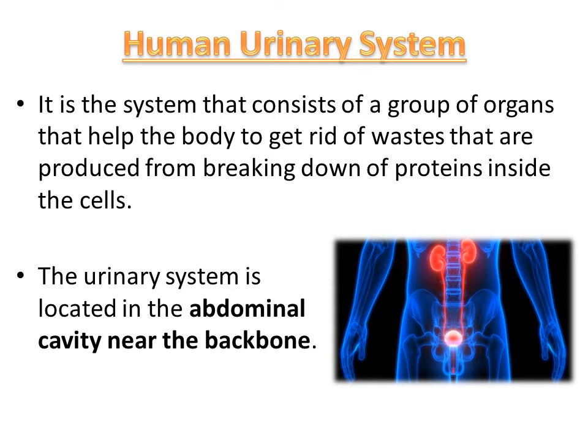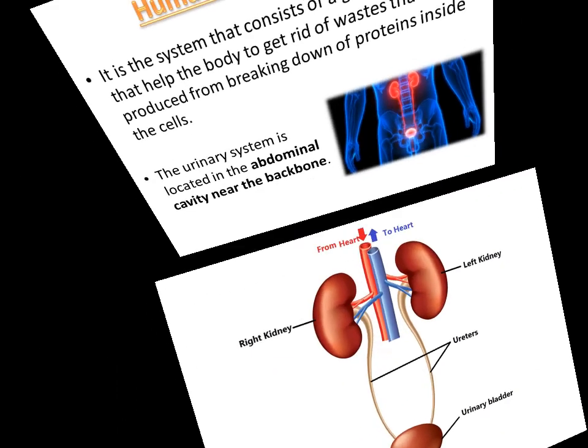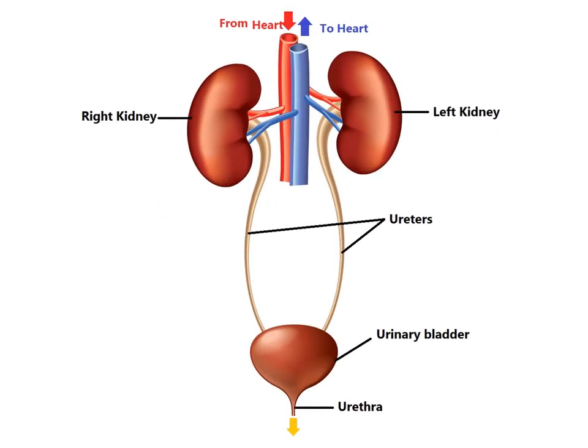Okay, let's take the urinary system organ by organ. First of all, the urinary system consists of 2 kidneys, which are the main organ of the urinary system, 2 ureters, and the urinary bladder. Again, it consists of the 2 kidneys, the 2 ureters, and the urinary bladder. And at the end of the urinary bladder, there is a thin tube which is called the urethra.